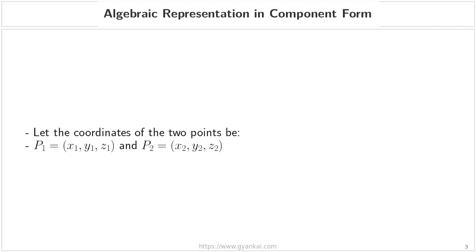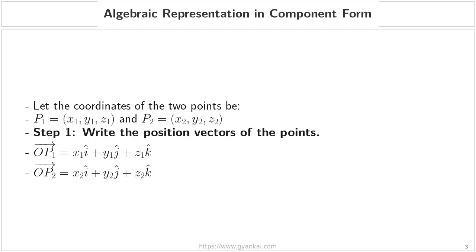Algebraic representation in component form. First, let's define our points. Suppose we have 2 points in 3D space, point P1 with coordinates x1, y1, and z1, and point P2 with coordinates x2, y2, and z2. Step 1, we need to write out the position vectors for these points. As we discussed earlier, these vectors start from the origin. So, the position vector of P1, which we call OP1, is expressed in terms of its components as x1i plus y1j plus z1k. Similarly, the position vector of P2, or OP2, is x2i plus y2j plus z2k.